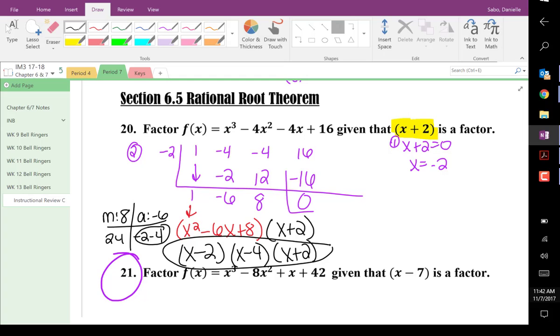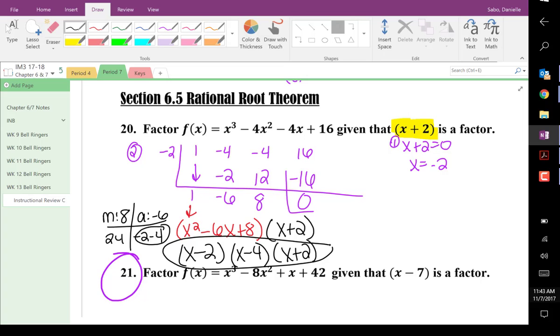Did you get the same answer as me? I got x squared minus 6x plus 8, and then I put the remainder 0. Yes, but we want to keep going. We want to factor it completely. So we're going to do that extra step right here.